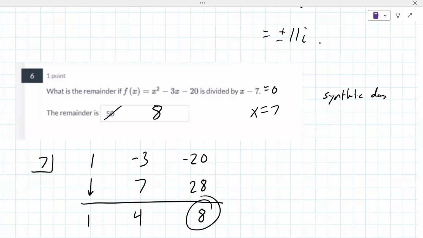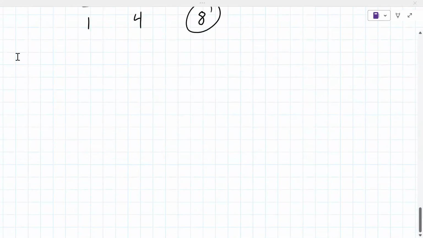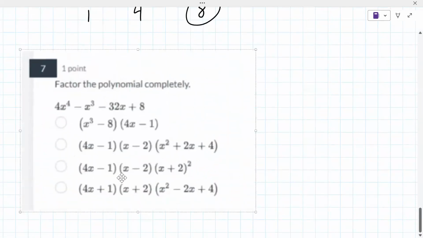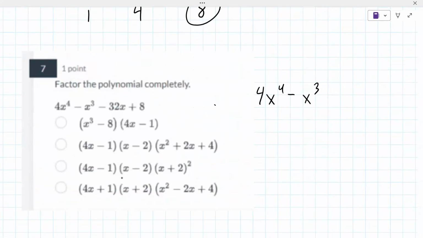Any questions on that? No. All right. All right, so number 7 is actually a grouping problem. So if we rewrite the first two terms here, what is common to both of them?